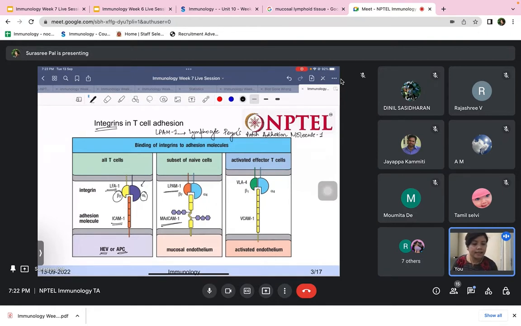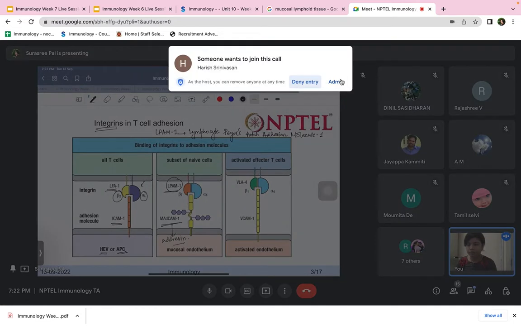Which interacts with, so what is this? This is an addressin molecule, okay, which interacts with this LPAM1 and helps this population of naive T cells to enter into the mucosa associated lymphoid tissues or the MALT regions, right.